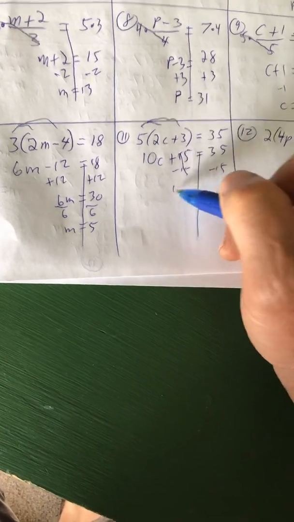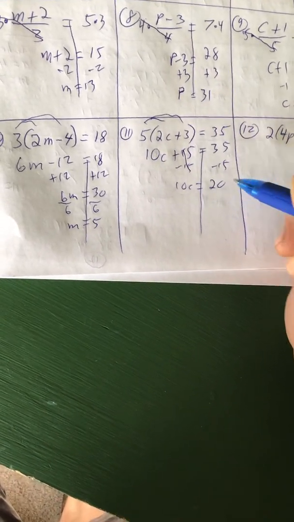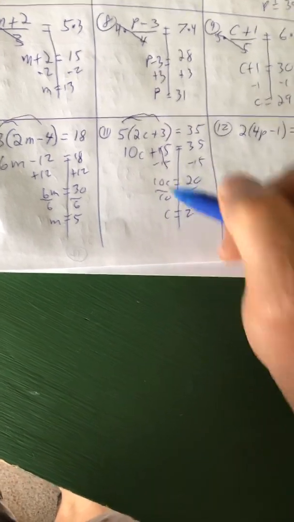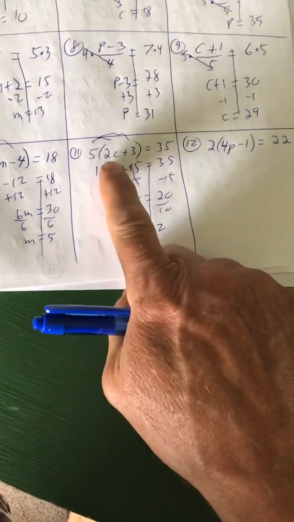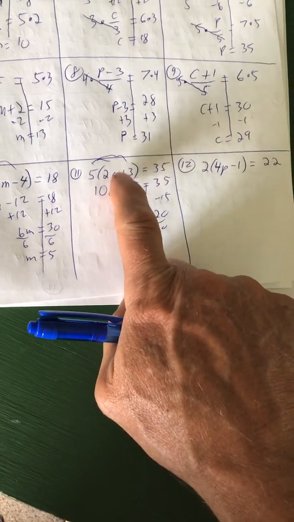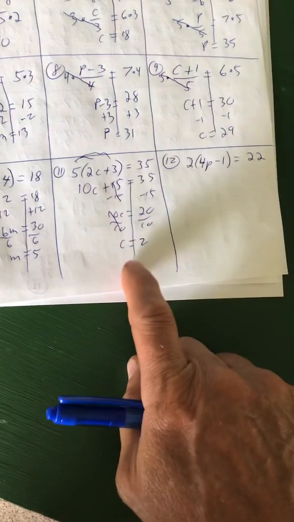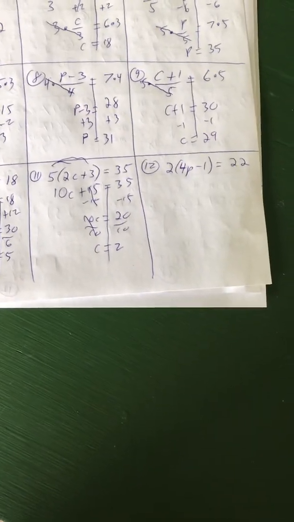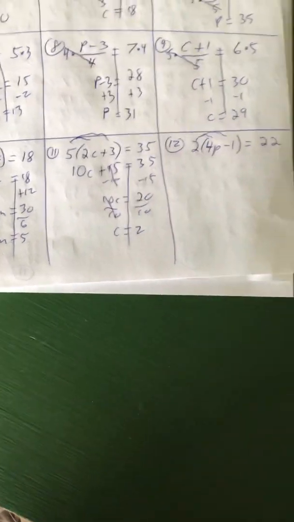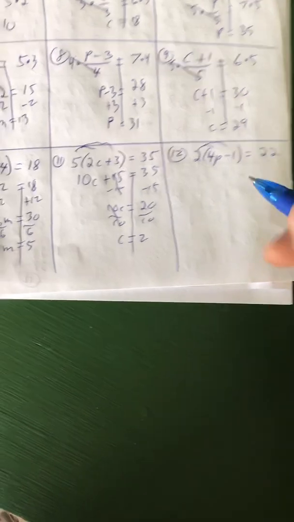Minus 15, 10c equals 20, divide by 10, divide by 10, c equals 2. And I could check. 2 times 2 is 4, 4 plus 3 is 7, 7 times 5 is 35. I'm right, and I know I'm right. So last one here. Come on, you can do it. Hit pause and do it.